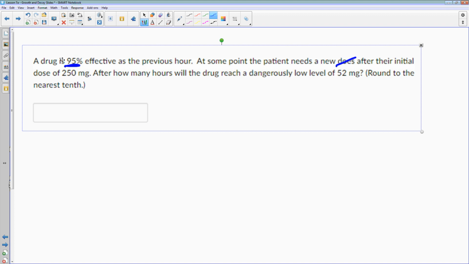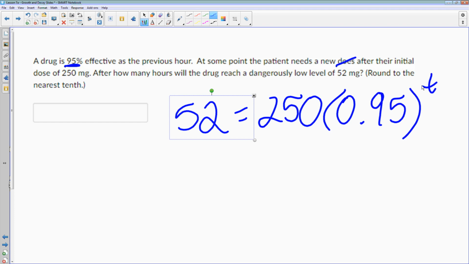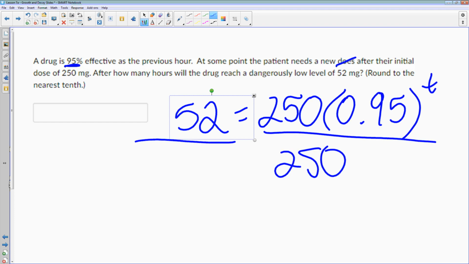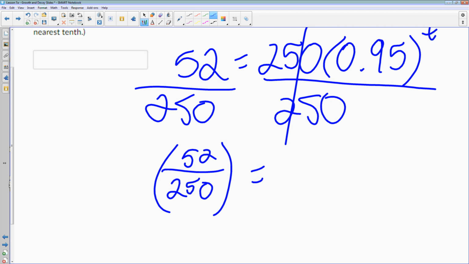So 1 minus 5% is going to be 95%. And we want to figure out how many hours. So we're figuring out time. The final level is 52. That's dangerously low. The 250 is where we start. Again, the rate is just going to be this 0.95 and then the t. So just like the last one, we're going to start off by dividing both sides by 250. All right, and again, I would just leave it as 52 over 250. I would not change it to a decimal.